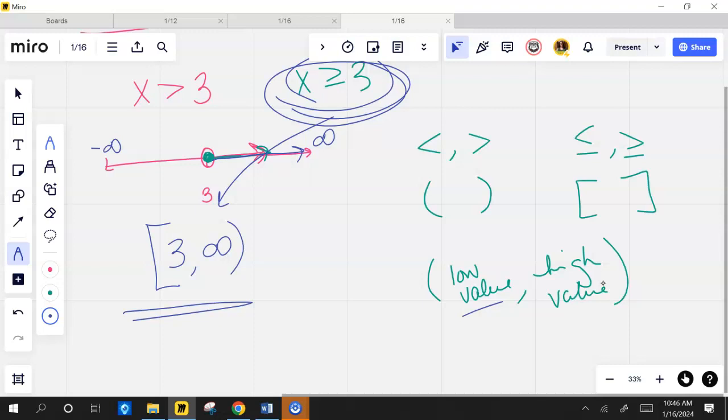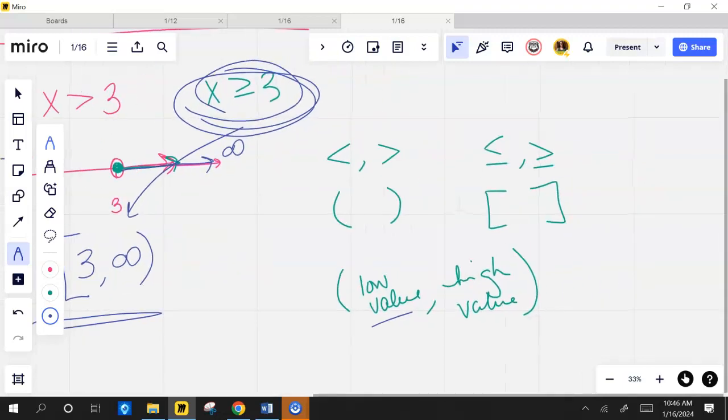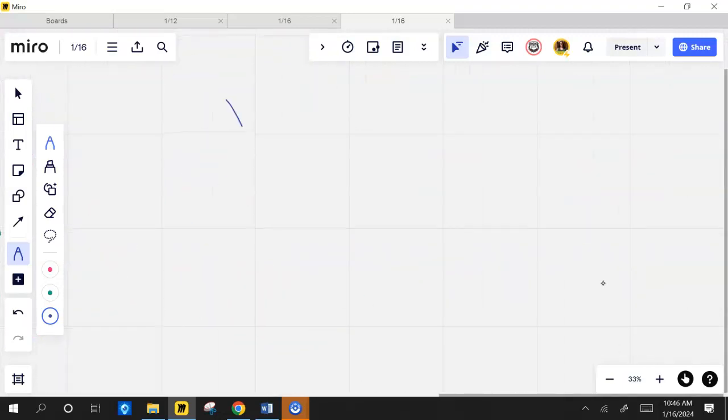Does that make sense? You think you've done it before? Okay, let's see if you can do it. Tell me in interval notation what that would look like. Take a minute, don't blurt it out, but take a minute and try it. Smallest to biggest, lowest to highest.